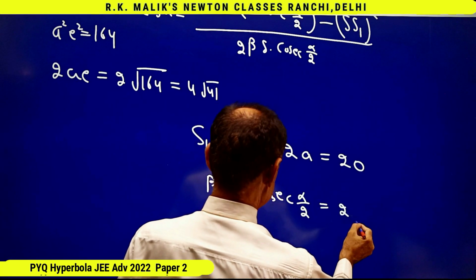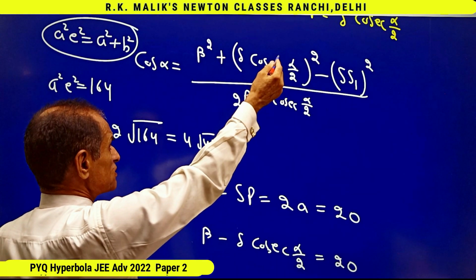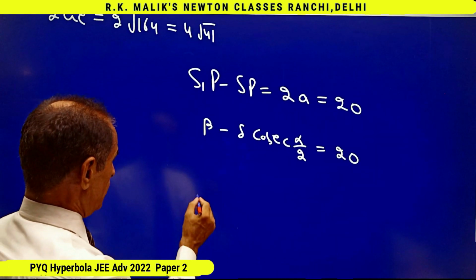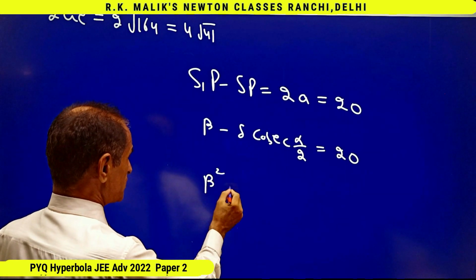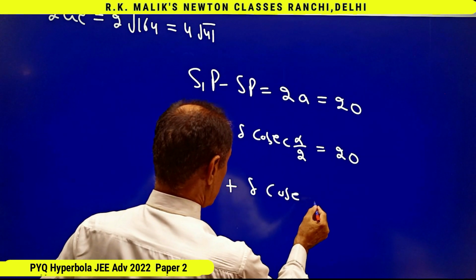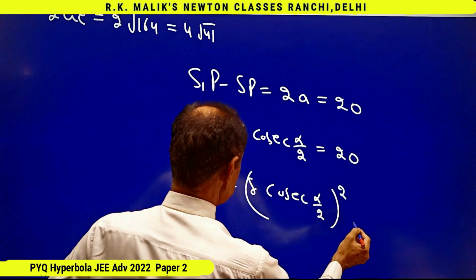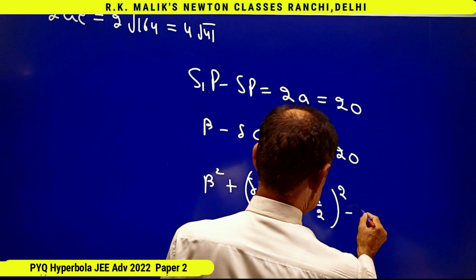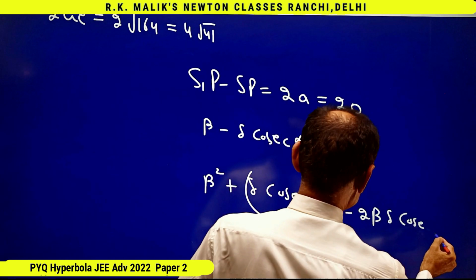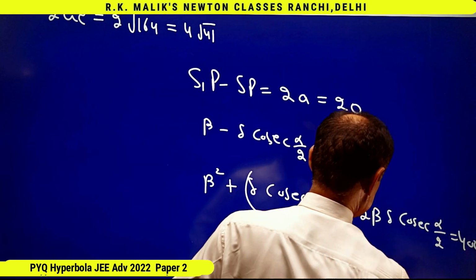This is equal to 20. Actually, I want to find the value of this. Therefore, I am squaring both sides. I will be getting beta square plus delta cosec alpha by 2 whole square minus 2 beta delta cosec alpha by 2 will be equal to 400.